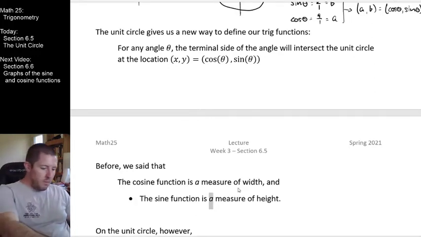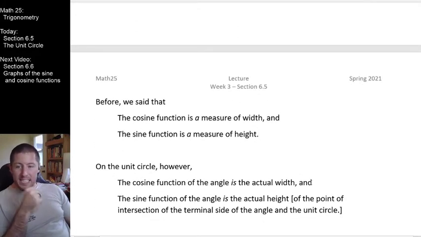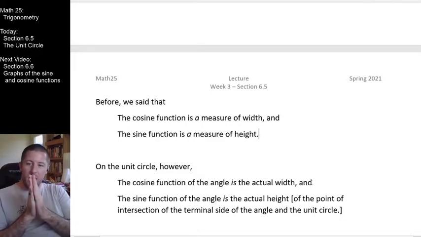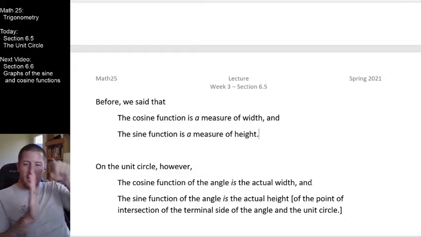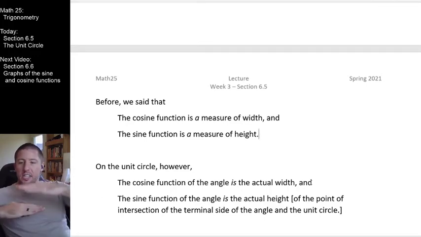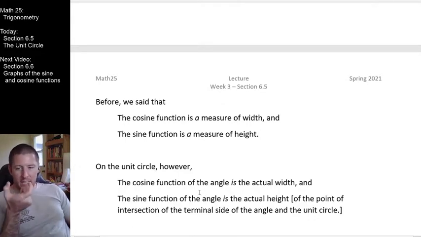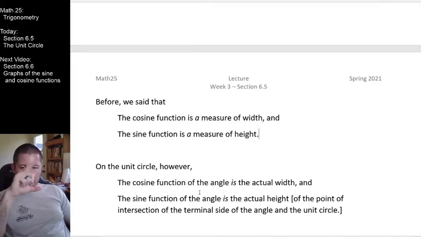Well, now that we're in the unit circle, the cosine function of the angle literally is exactly the width, how far we move to the left or right, for that point that's on the perimeter of the unit circle. The sine function of the angle is literally the height at which that point exists, the point of intersection of the terminal side of the angle and the unit circle. So when we talk about these things in terms of the unit circle, we now get to specify more. These aren't just a measure of the width and the height. It literally is exactly the width and the height. Length is a very generic word. I should stick to width and height.